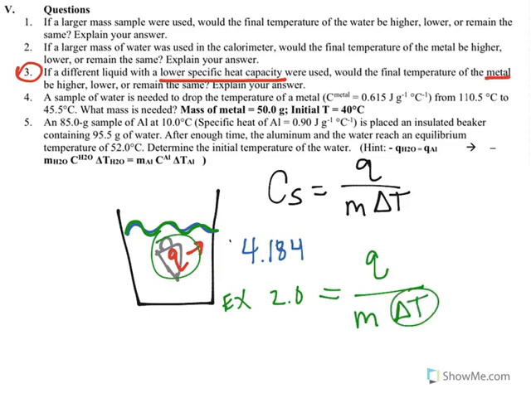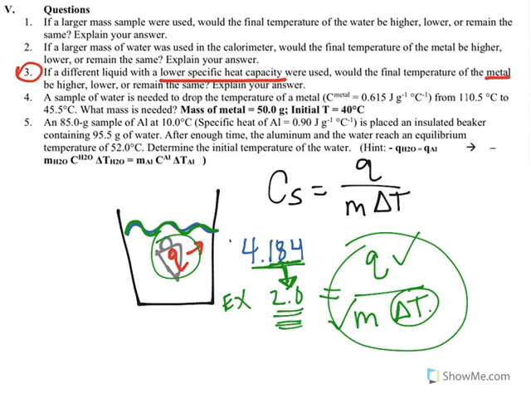Well, if on this side we went down from 4.184 to a lower number, for example 2, on this side, if this is constant and this is constant, how do you get a lower value? Well, you have to divide by a larger number, and the only thing that can change on the denominator is a change in temperature. So a greater change in temperature will result from using a substance with a lower specific heat capacity. Therefore, the final temperature of the metal should be higher.